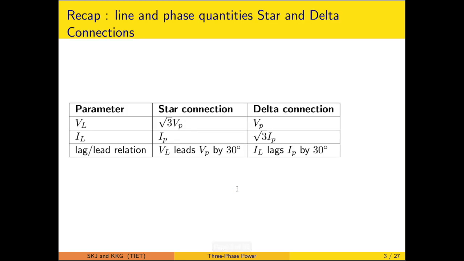Likewise, we have gone through the relationship between the line and the phase quantities for the respective star and the delta connection. In case of star arrangement, the line voltage is root 3 times the phase voltage. Line current is equal to the phase currents. Important point is that the line voltage leads the phase voltage by 30 degree. Correspondingly, in case of delta, the line voltage is the phase voltage. Line current is root 3 times the phase current, whereas the line current lags the phase current by 30 degree.